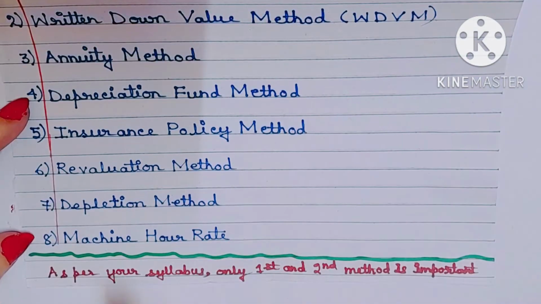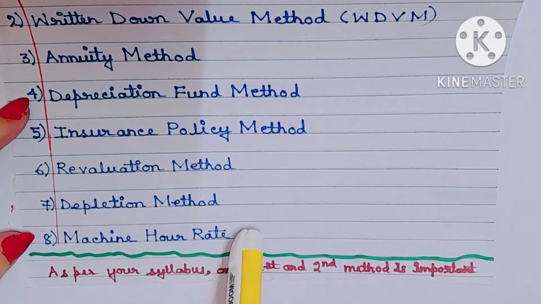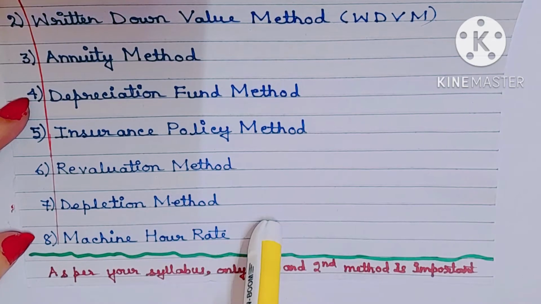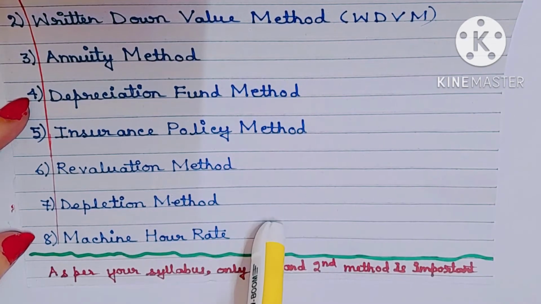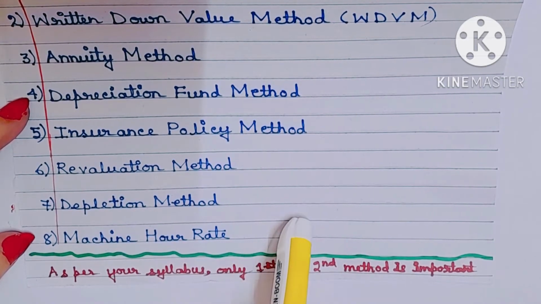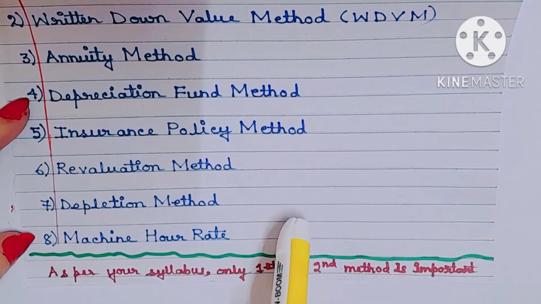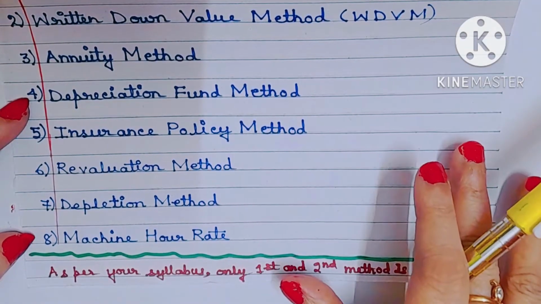Okay. Number 8, machine hour rate. What is machine hour rate? Under this method, the depreciation charge for a period is based on the number of hours the machine is used. The hourly rate is ascertained by dividing the original cost of the asset less its scrap value or salvage value by the estimated total number of hours of the asset's working life. This is known as machine hour rate.